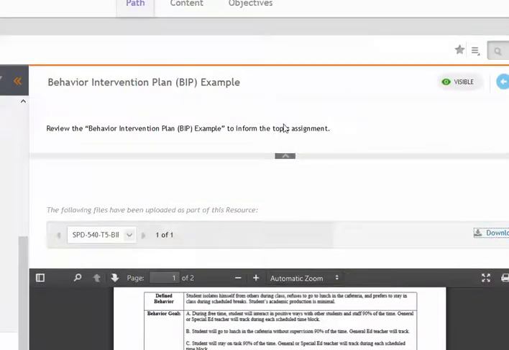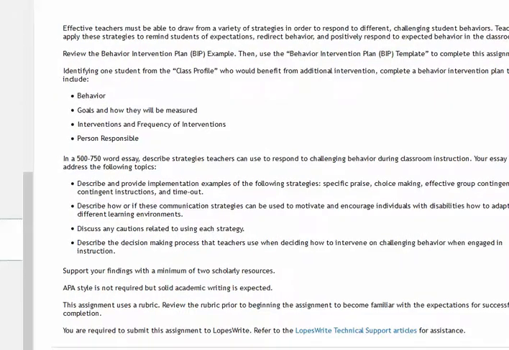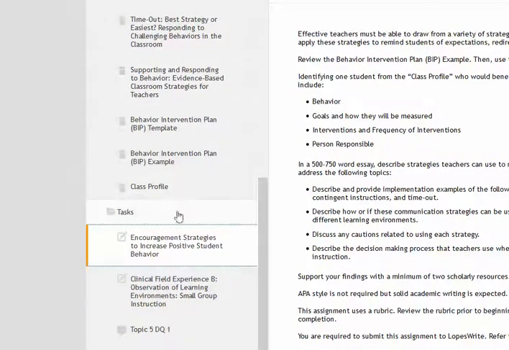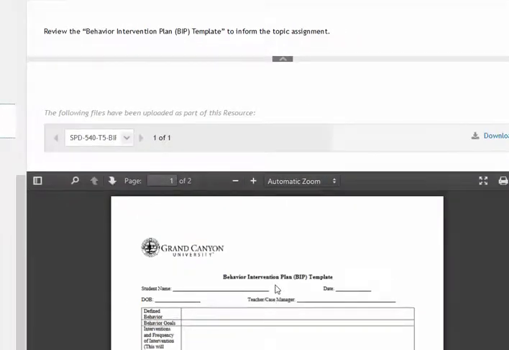So then you're going to go back to the assignment directions. So you know you've seen the example. And then it says, then use the behavior intervention plan template to complete this assignment. Stop. You're going to go over here and you're going to look up here. That's the example. You want the template, which of course will be the exact same thing as the other, except for it won't be filled out. When you submit your assignment, you're going to make sure that you have your name on it.